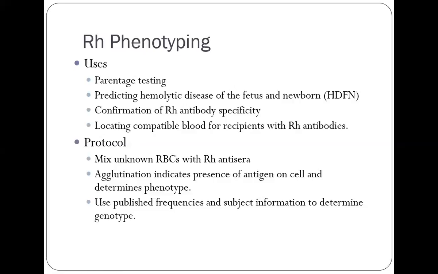But essentially what you're going to do is mix your red blood cells with the Rh antisera, and we look for agglutination patterns. The agglutination, again, will indicate the presence of the antigen on the cell, and it helps us to determine the phenotype, or the actual expression of the gene. We can use published frequencies and subject information to determine their genotype.